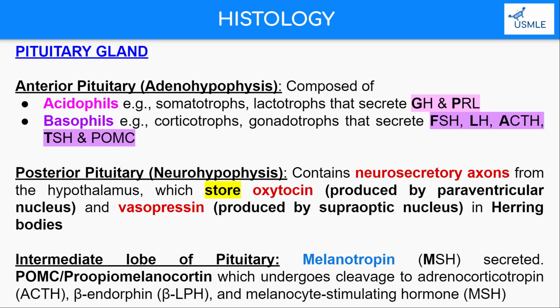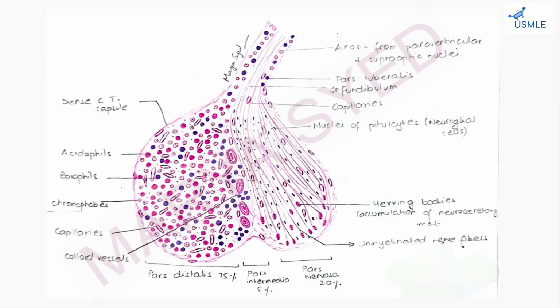Intermediate lobe of the pituitary gland secretes melanotropin. Pro-opiomelanocortin undergoes cleavage to ACTH, beta-endorphin, and MSH. Here is the image I drew that summarizes the histologic features of the pituitary in one shot.